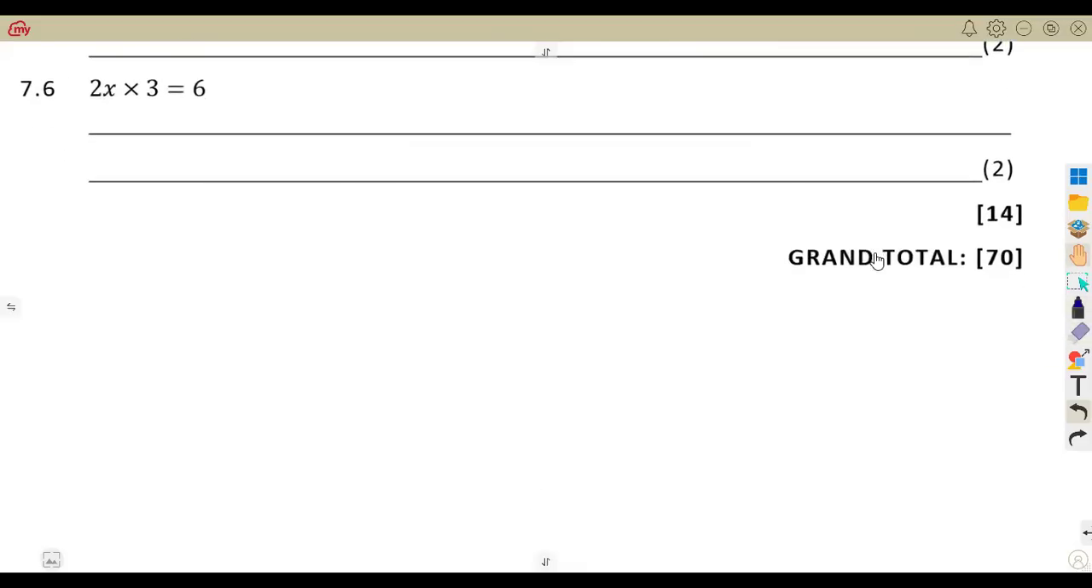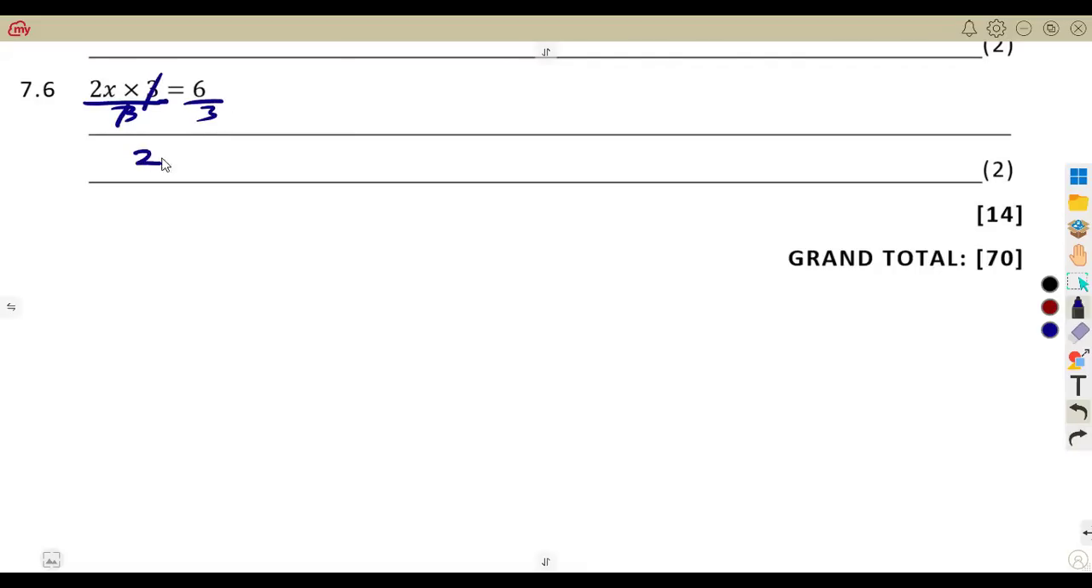Considering question number 7.6, 2x times 3 is equal to 6. There's a product there. So 2x is also a product. So how can we find this? We can divide by 3, which is fine. This one cancels. We remain with 2x, which is equal to 6 divided by 3, which is a 2. 2x is equal to 2. We have to divide again by 2. So meaning to say x is equal to what? 1.